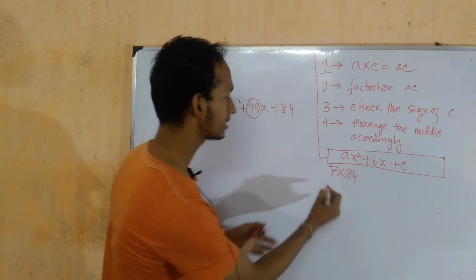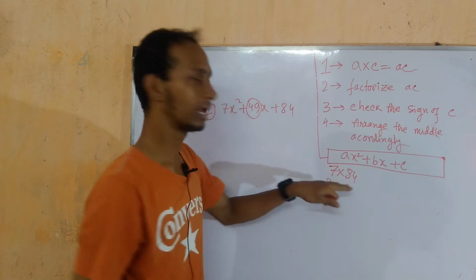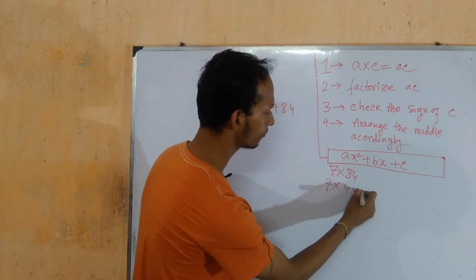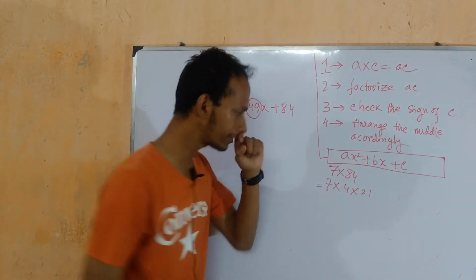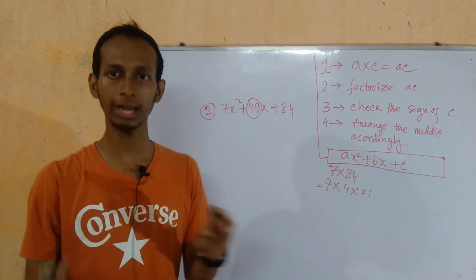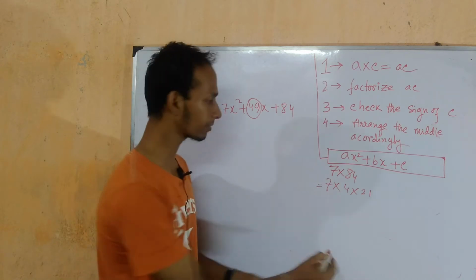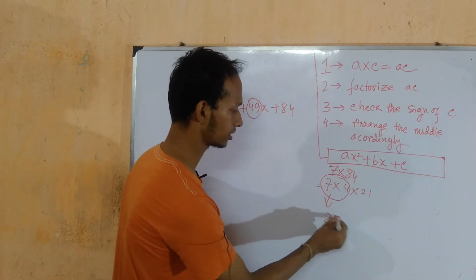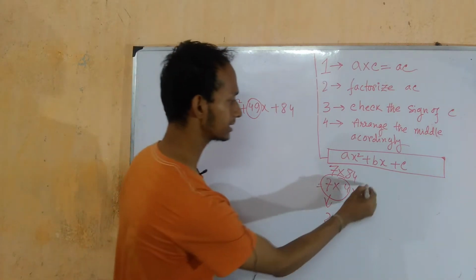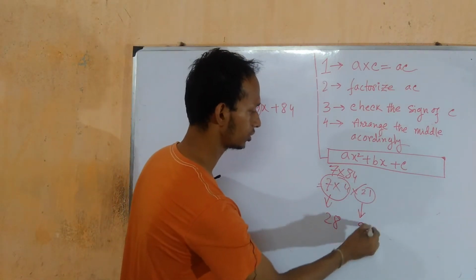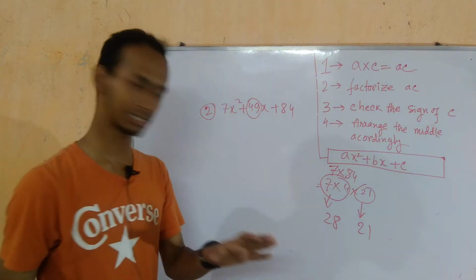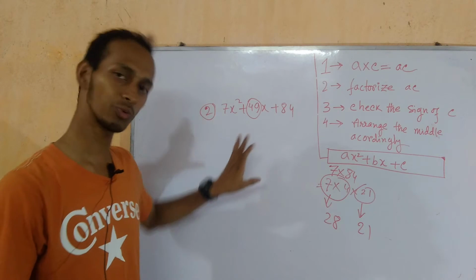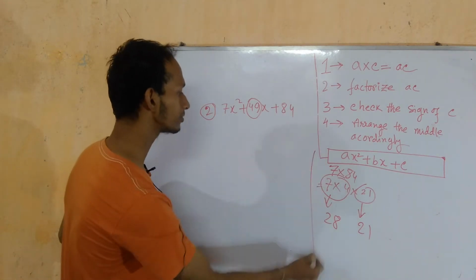Now just see, I'm doing one step. 84, what can I write? 4 cross 21, it will be 84. So now everyone please check. 7 into 4, how much? 28. And 1 into 21, how much? 21. Now everybody please check. 28 added with 21 will be 49. So we are done. Now what will we do?